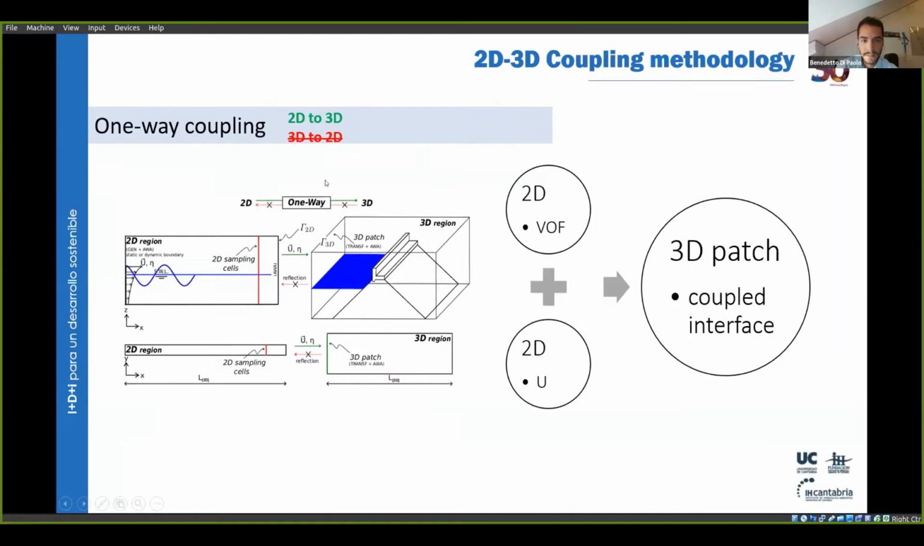So the one-way coupling, what we do here is to sample the velocity field and the volume fraction inside the bidimensional domain, and we transfer these fields to the 3D patch, which is an overlapping patch. So here we can transfer the flow information from 2D to 3D, and we also can absorb the reflected wave due to the presence of any kind of structure.